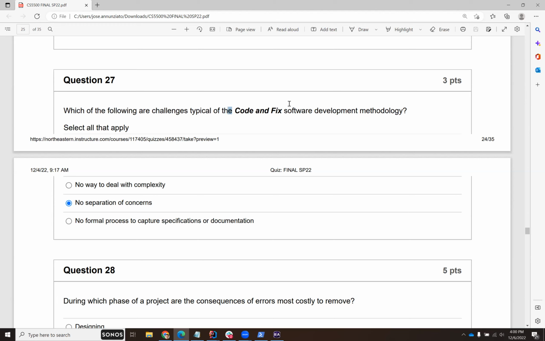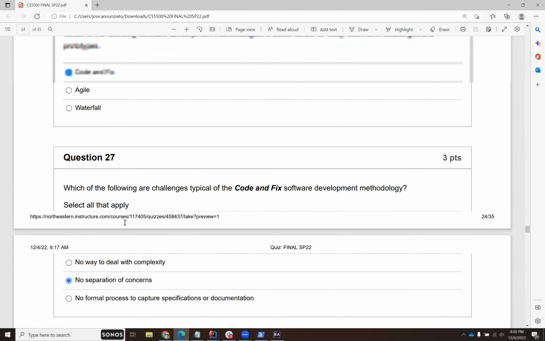What was wrong with code and fix is that there's no way to deal with complexity. There was no way to deal with separation of concerns. There's no way to formally measure the process or documentation. So all 3 were wrong.